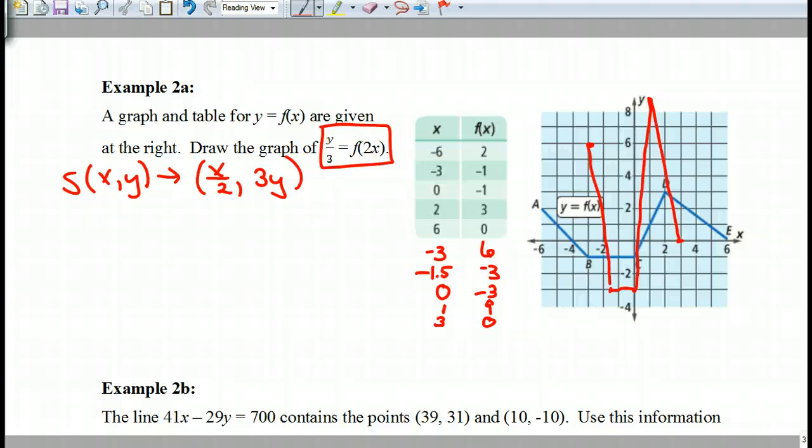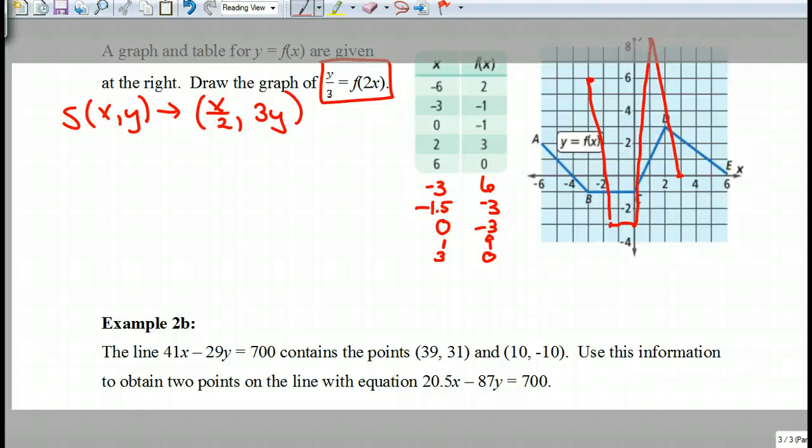Okay, and I have one last one to talk about here, and then you guys can start working on your homework. I'm going to come around and look at your homework. So this one says the line 41x minus 29y equals 700 contains these points. Use this information to obtain 2 points on the line with this equation.